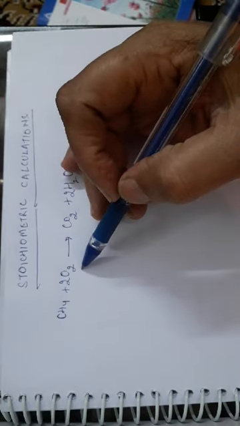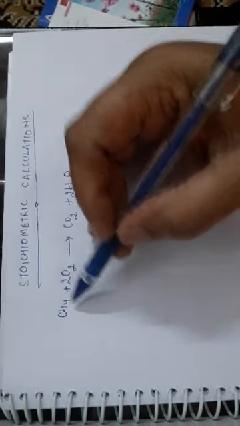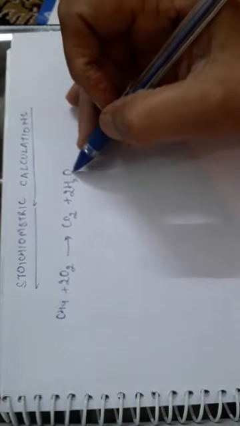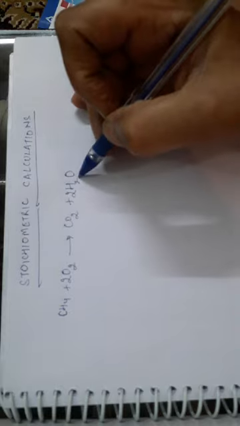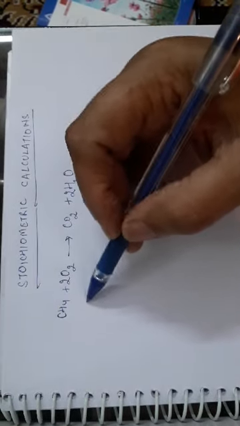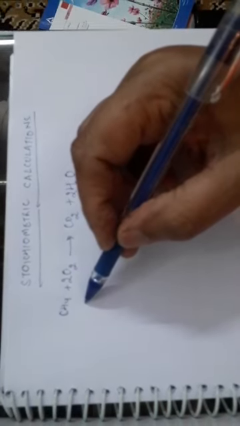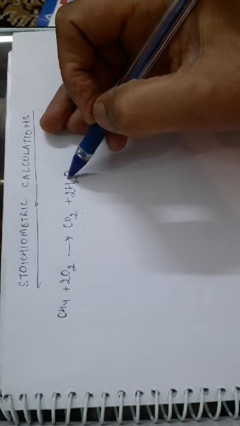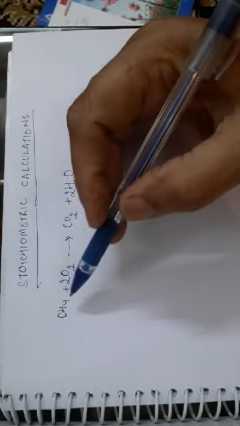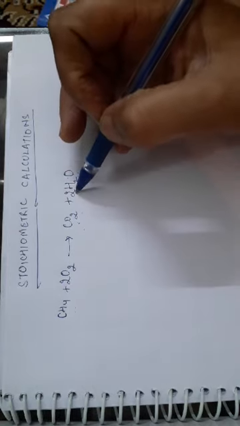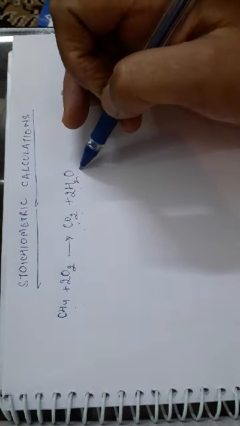Combustion means it is a reaction with oxygen. Methane is reacting with oxygen to produce CO2 and H2O, carbon dioxide and water. The compounds which are written on the left hand side of the arrow are called the reactants, and the compounds which are written on the right hand side of the arrow are called the products. So CH4 and O2 are the reactants to give CO2 and H2O as the products.